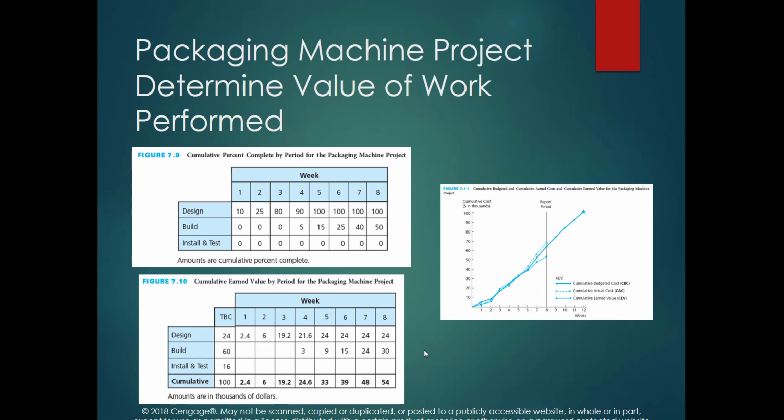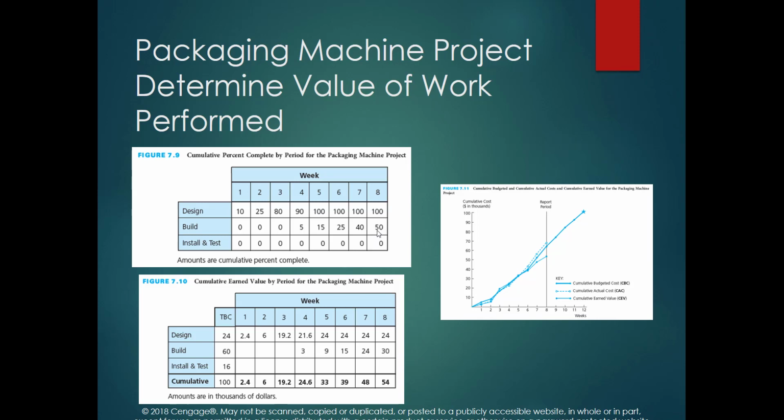Let's get back to the project management project, the packaging machine project. This is a percentage of the progress of each job, each work group of the project, based on the week. So the design had 10% progress in week one, and it has gradually increased until we got to 100% by week 8. Now the second work group, build, is the job that has 50% on week 8, and install is 0.